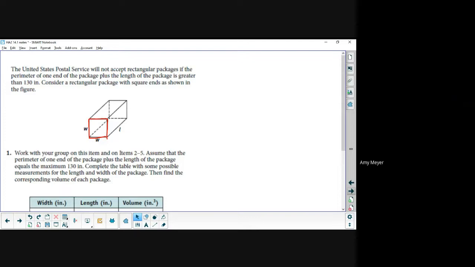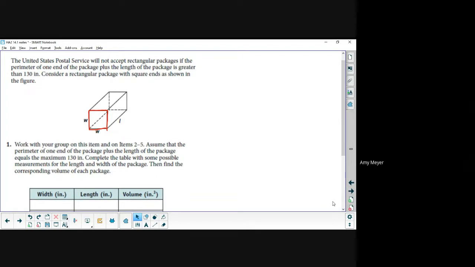Number 1, assume that the perimeter of one end of the package plus the length of the package equals the maximum. So it could be less, but we're going to assume you're going to go for the maximum, which is 130. Complete the table with some possible measurements for the length and the width of the package, then find the corresponding volume of each package. Let's do one or two together.